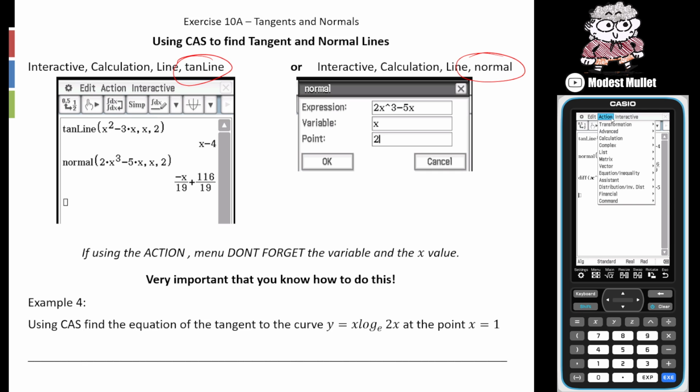While if you do the action menu, and if we just do this quickly, calculation, line, tan line, now you have to remember what you need to fill into there. So what happens if you just put the equation? You're going to get an error. What if you put the equation and then variable x? You still get an error because you need to tell it what's the equation, what are you going to differentiate with respect to, and then what's the x coordinate of the point you want to find the tan line at. So that's why I like interactive, calculation, line.